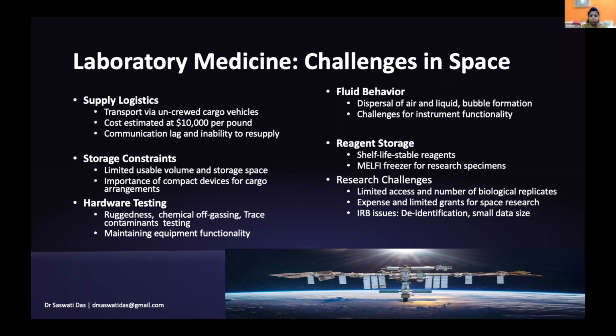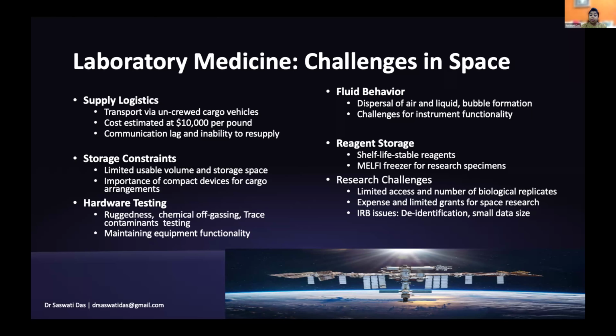Then, although the ISS is compared to a 5-bedroom apartment, the actual space there is very, very limited, and that leads to the importance and rise of compact devices and compact payloads. And this hardware needs to be tested for chemical off-gassing and taste contaminants. It has to pass that, and the equipment functionality has to be there in microgravity. So fluid behavior needs to be studied and ensured that the instrument is functional. The resupply reagents should be stable and should be tested in flight.